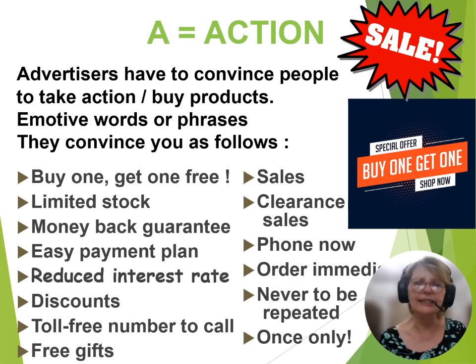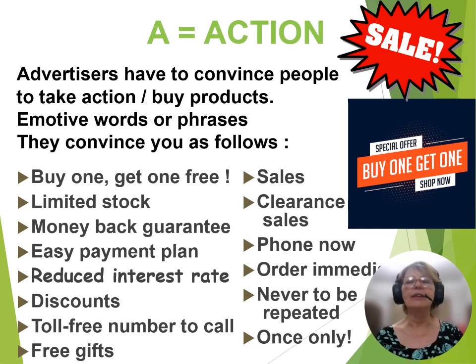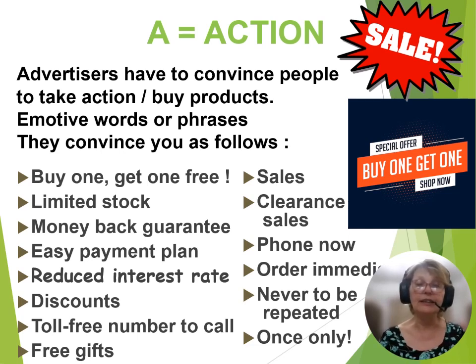They use things like buy one, get one free. They might say it's a once in a lifetime offer, order immediately, never to be repeated. And then they offer you a discount. We all know companies like Clicks offer you buy two, get the third one free. A lot of companies do that now where you get the cheapest item free. So have a look at things like that, and those are the ways they will convince you to buy products.